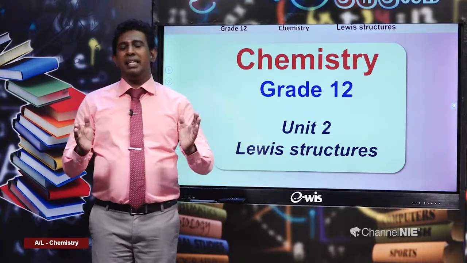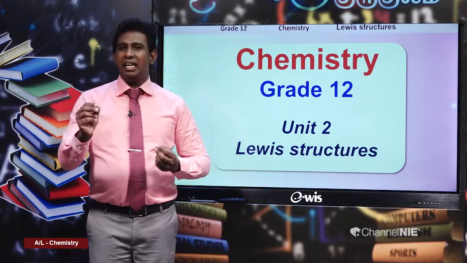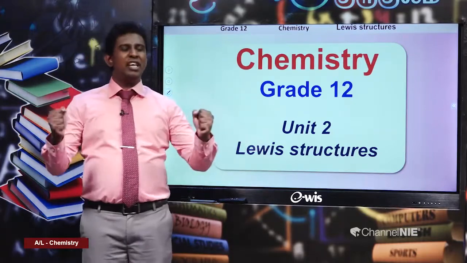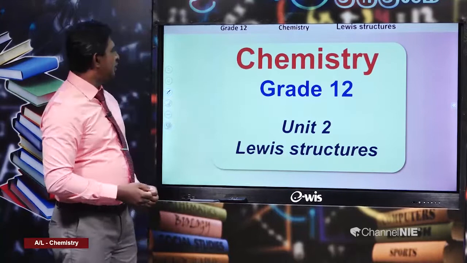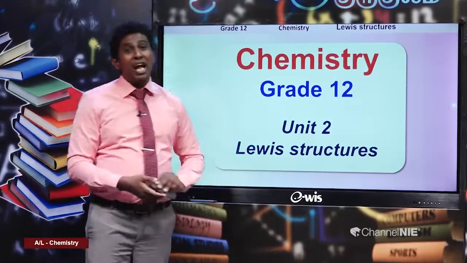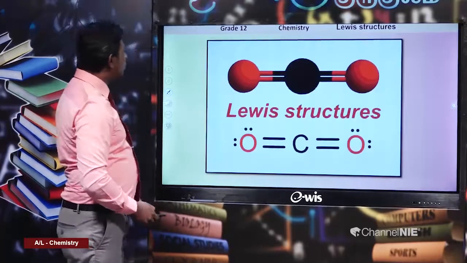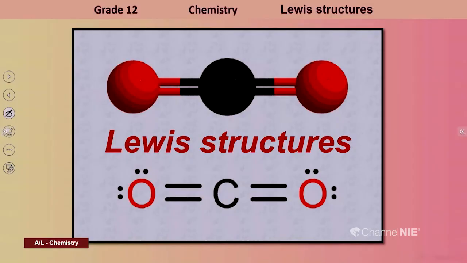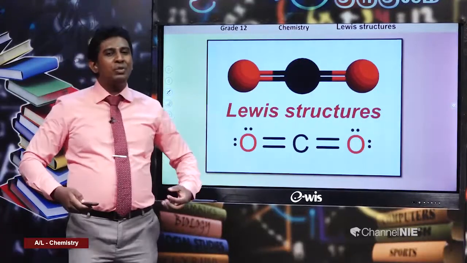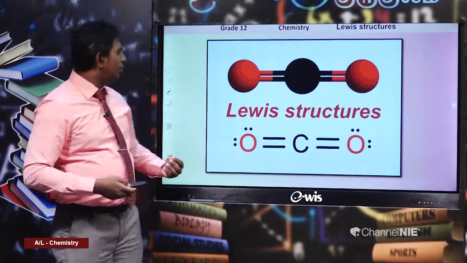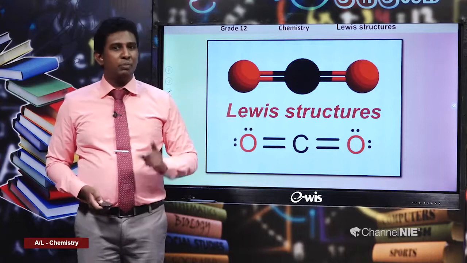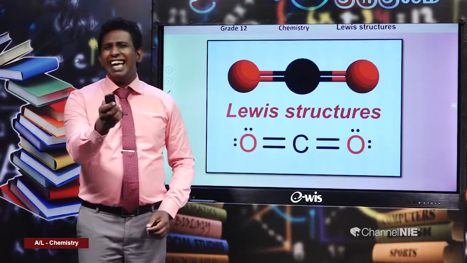So students, our target from this lesson is giving you the talent of drawing Lewis structures. Then we are going to start today's lesson. Students, Lewis structures. What you see here is a Lewis structure drawn for carbon dioxide. You also would finally be able to draw such structures for various substances, various molecules, and not only molecules, but also various ions.